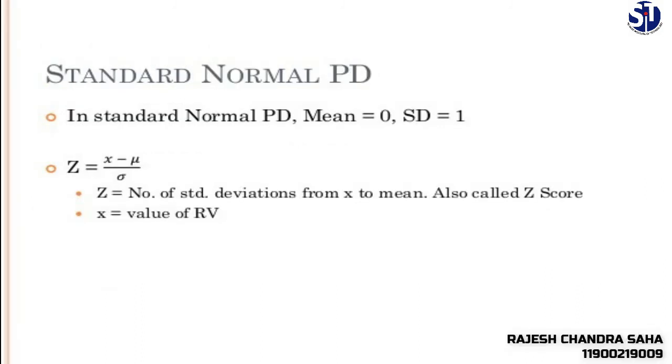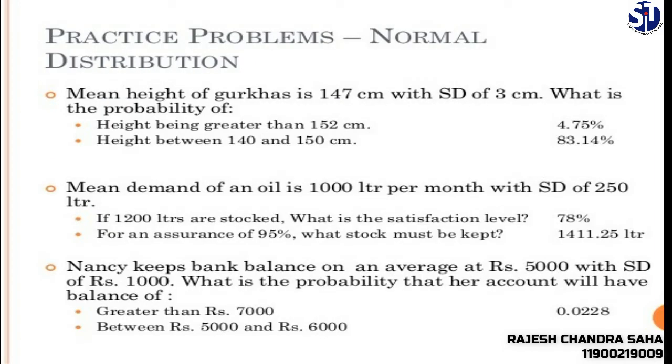As we have discussed previously the topics like area under the normal curve. Now let's discuss what is normal PD, meaning probability distribution. In standard normal PD, mean will be equal to 0 and standard deviation will be equal to 1. Now what is Z? The formula for Z is Z equals x minus mu upon sigma, where Z is called the number of standard deviations from x to the mean, also called Z score, and x is equal to the value of the random variable. Now after the brief discussion of this PPT and slides, let's take some problems.